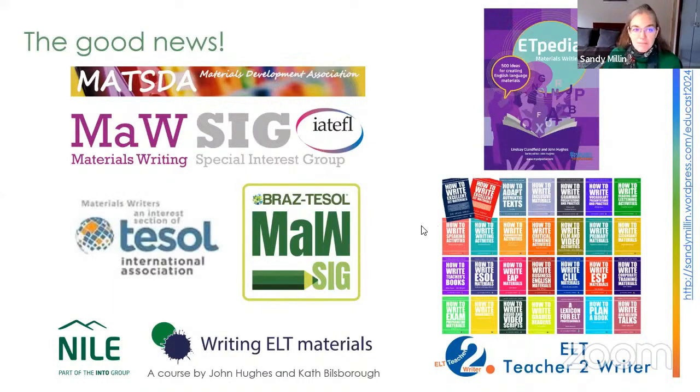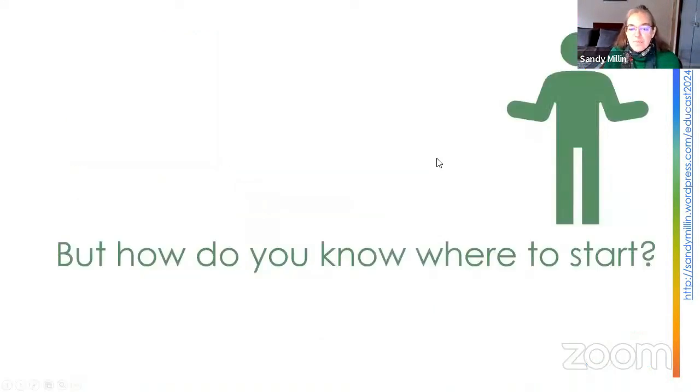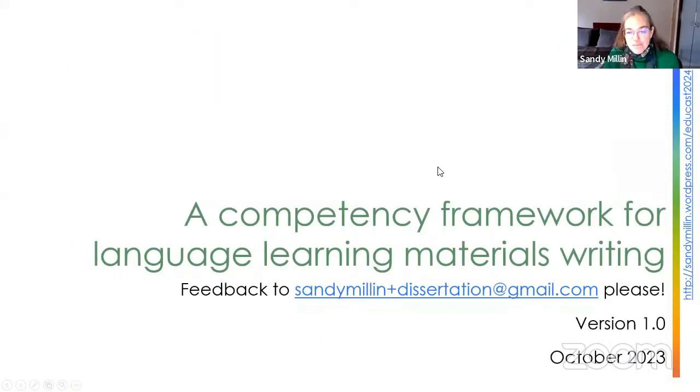Okay, so that's the good news. There's a lot of provision. But then how do you know where to start? So I'm going to come back to the meat of the presentation. I've given you all of these ideas for resources. So this is where my competency framework comes in. I mentioned that I developed it for my dissertation. This is version 1.0. I would really appreciate feedback. The email address for feedback is included in the framework document itself, and I'll give you the link again at the end for the actual framework. Okay.